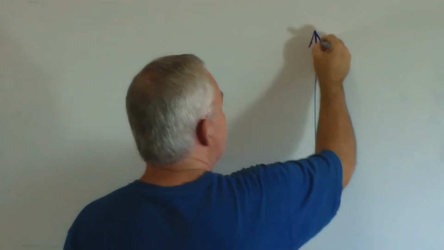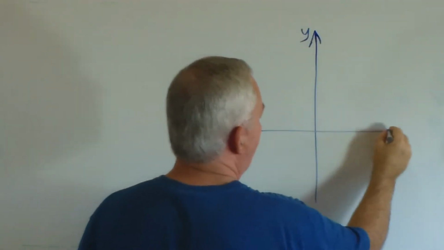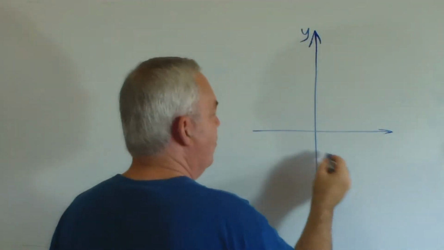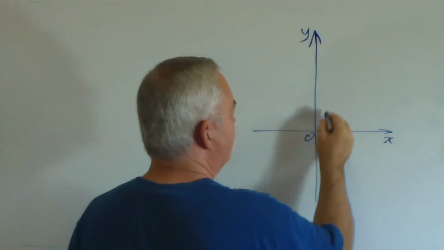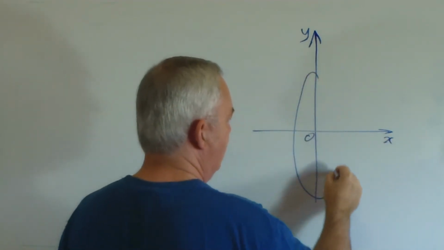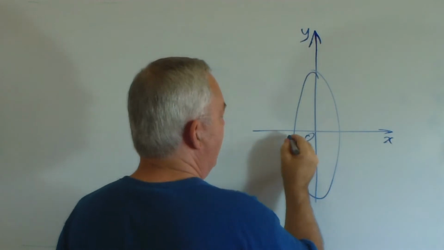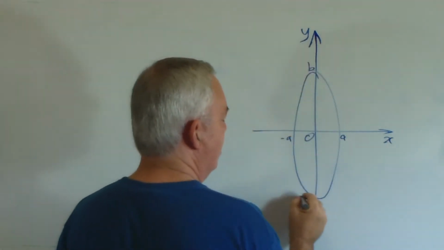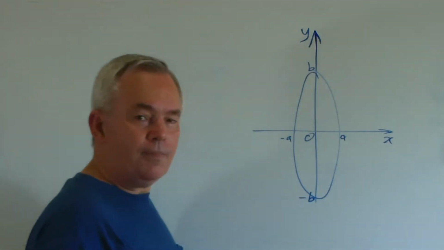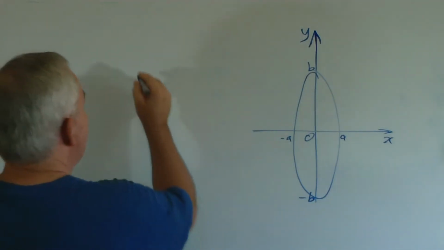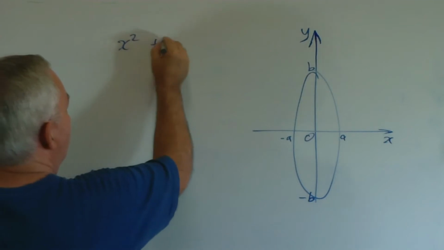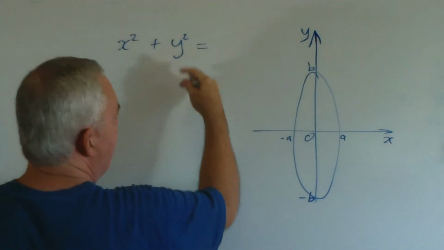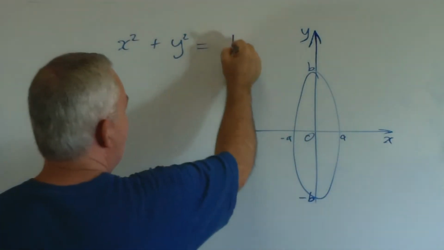The first principle is this. If I wish to construct an ellipse, a long thin one, that goes through A and minus A, and B and minus B, it has something like the equation for a circle, x squared plus y squared equals radius squared. I'm going to use 1.